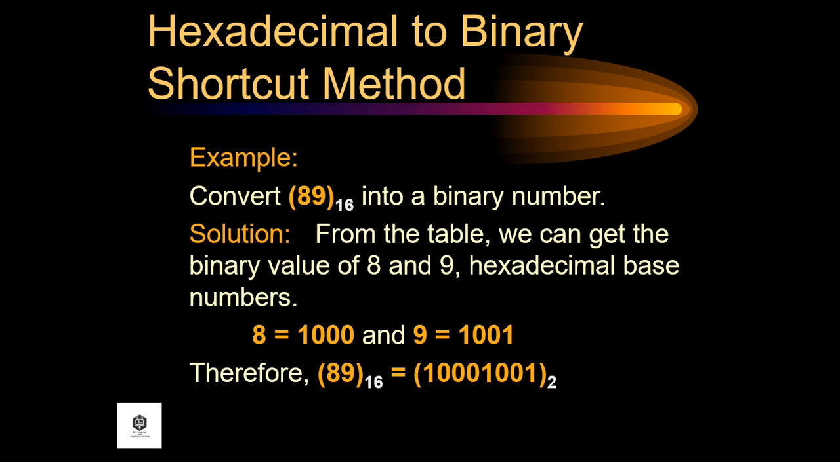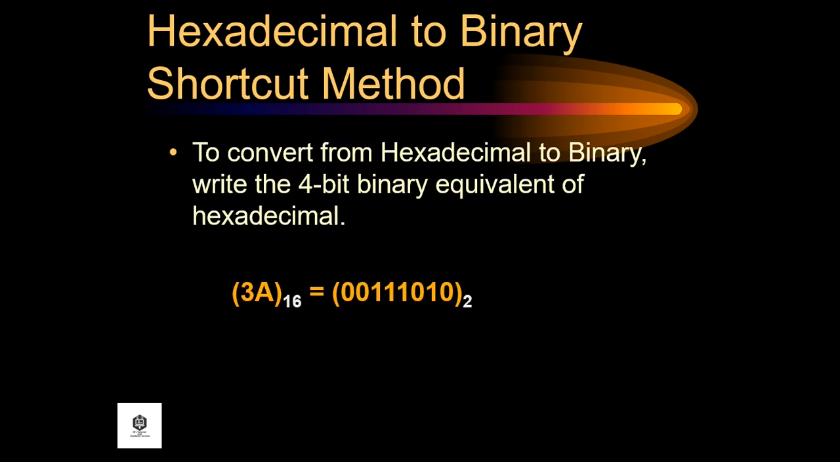For example, convert the hexadecimal number 89 into a binary number. For the solution, from the table, we can get the binary value of the hexadecimal number 89. So 8 is equivalent to 1000 and 9 is equivalent to 1001. Therefore, 89 as a hexadecimal number is equivalent to 10001001 binary number. To convert from hexadecimal to binary, write the 4-bit binary equivalent of hexadecimal.